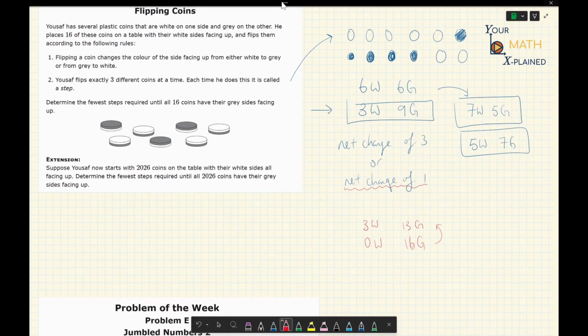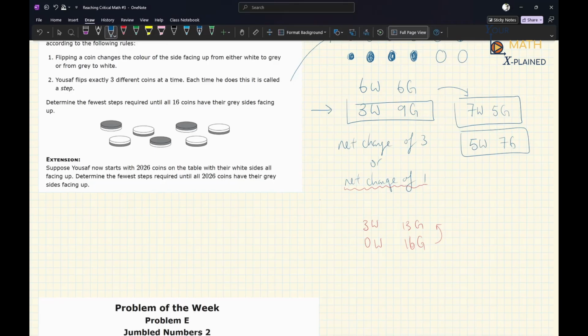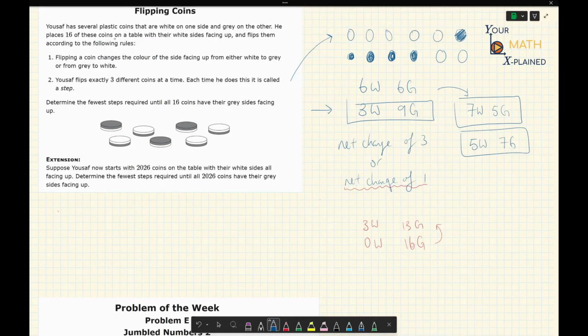If we have 16 white coins, so 16 white and then 0 gray, I would like to flip as many white coins to gray coins as possible until I get down to somewhere close to 3 white coins. So I would do 13 white and 3 gray. That's one step. My next one would be 10 white and 6 gray, and then 7 white and 9 gray, and then 4 white, and then 12 gray.